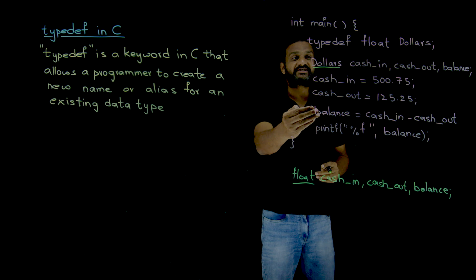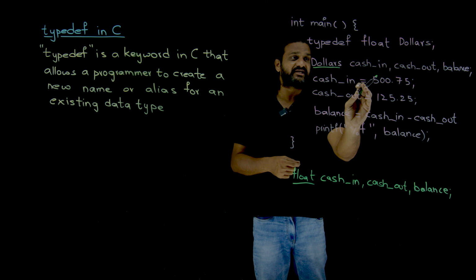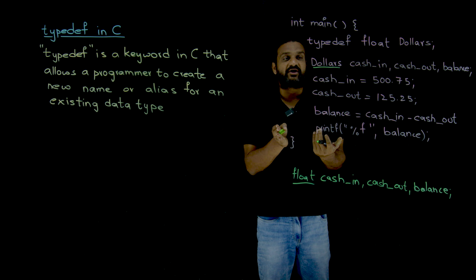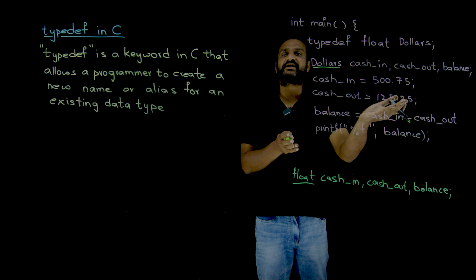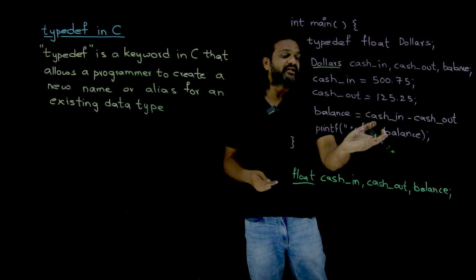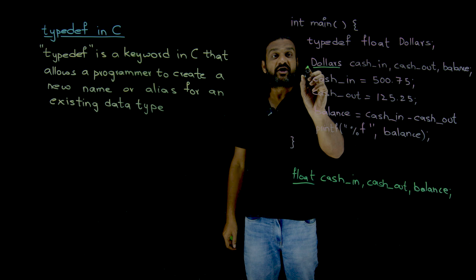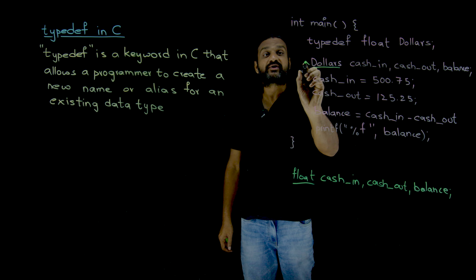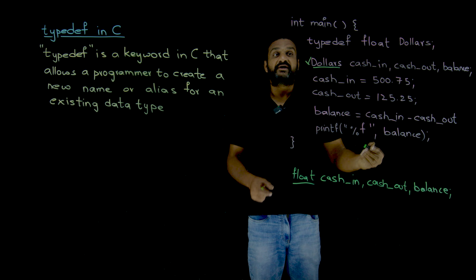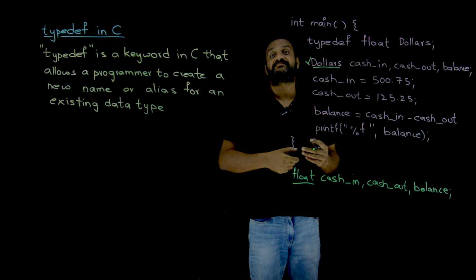The next steps: what is the amount of cash that has come in? It is $500.75. And cash out, what has been withdrawn? I'm just giving it directly, $125.25. The balance is cash in minus cash out. And finally, I'm going to print this balance. So all you need to understand is that the readability of the program is increasing with the use of these type definitions, meaning the aliasing names for the existing data types.